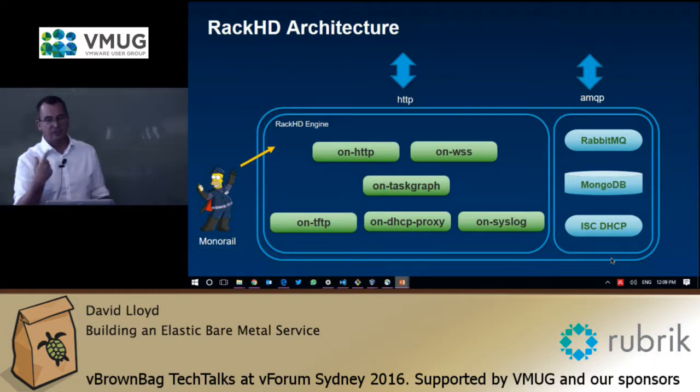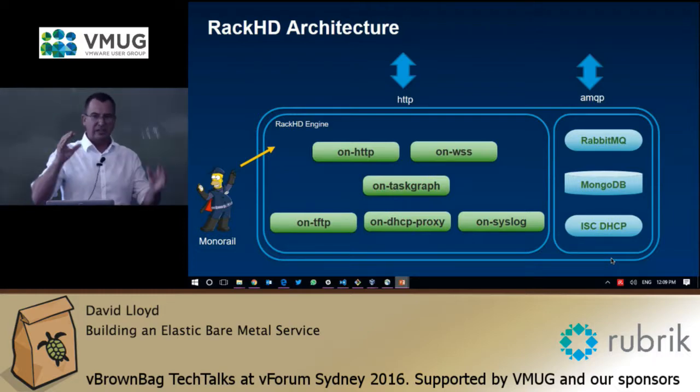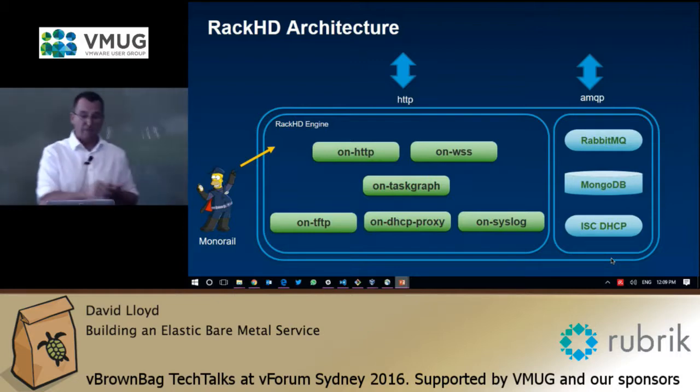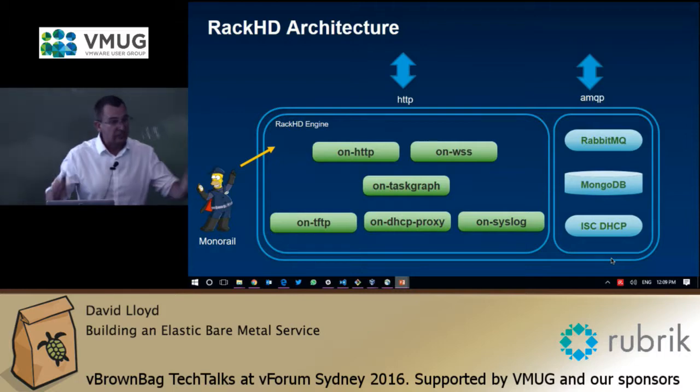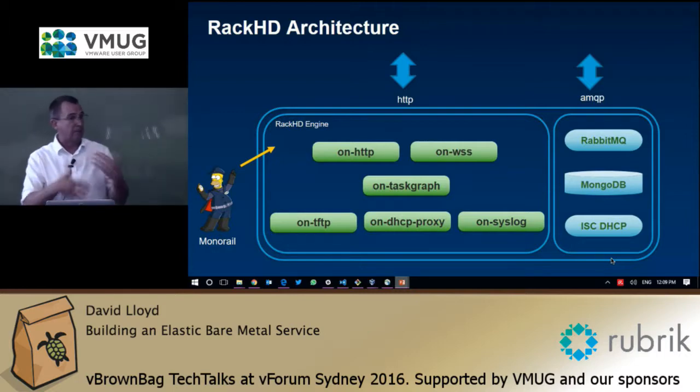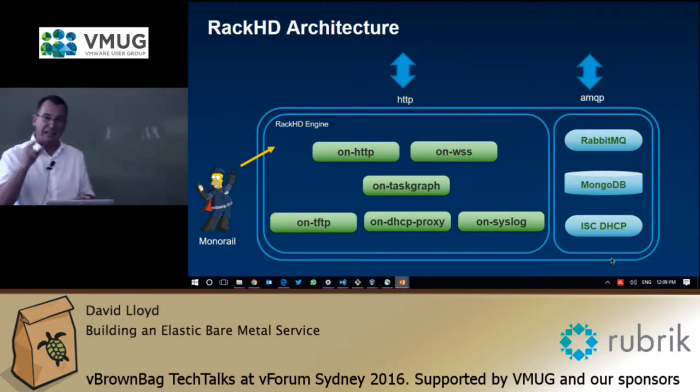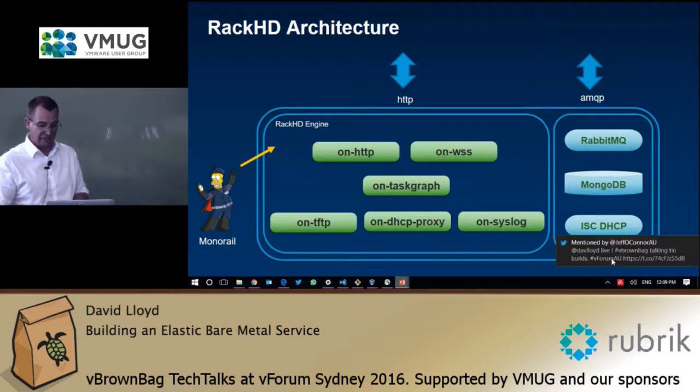You've got the web services, the WSS services, so you've got a nice user interface. Task graph, that's the workflow engine within that. TFTP, because if we think from compute, how do you interact with a piece of tin that's never been turned on before? You've got to get it into a PXE-based environment and put a bootstrap in there with something that allows you to start kicking off communication into that.